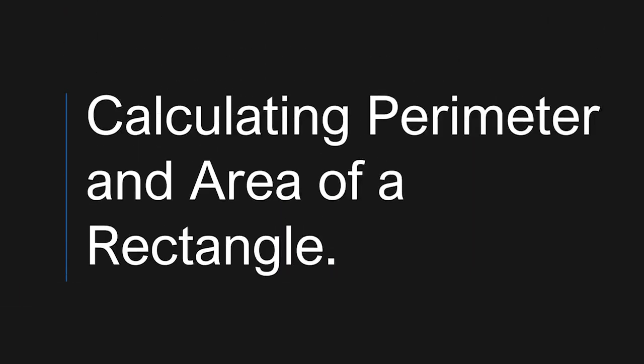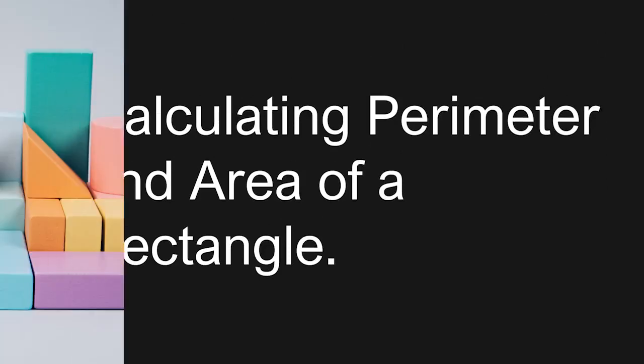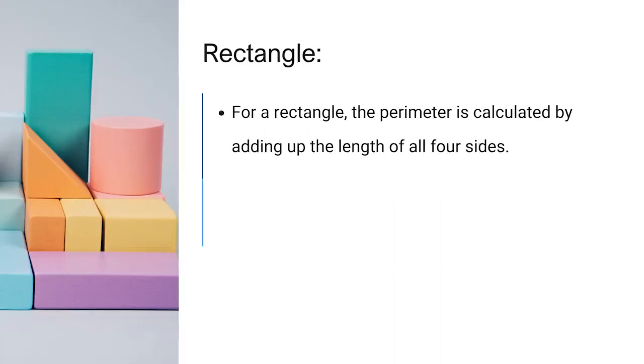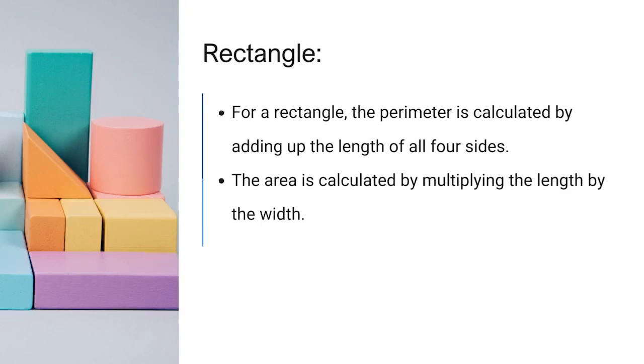Calculating perimeter and area of a rectangle. For a rectangle, the perimeter is calculated by adding up the length of all four sides. The area is calculated by multiplying the length by the width.